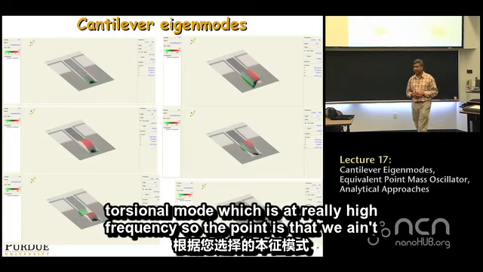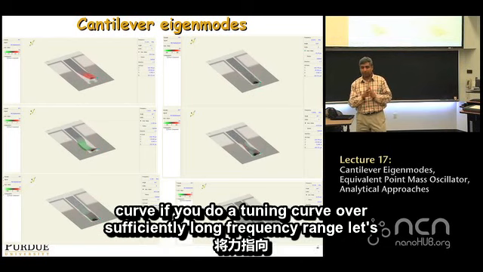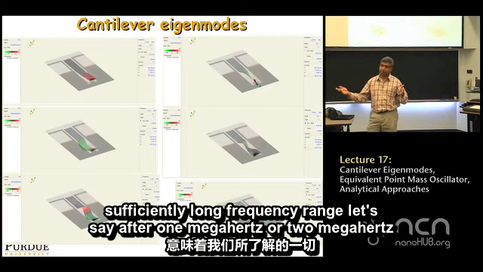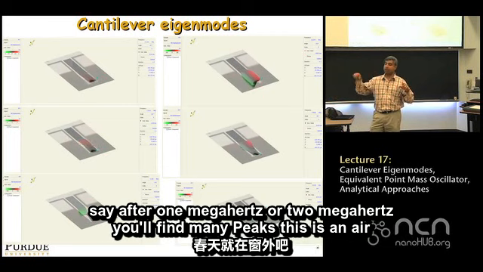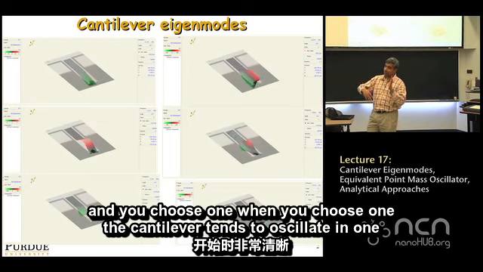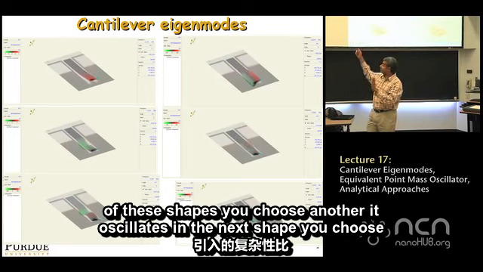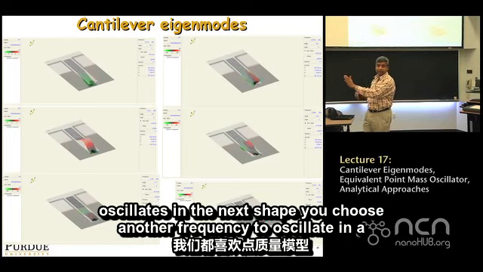So the point is that when you've got a cantilever and you do a tuning curve over sufficiently long frequency range, let's say up to 1 megahertz or 2 megahertz, you'll find many peaks. This is in air, and you choose one. When you choose one, the cantilever tends to oscillate in one of these shapes. You choose another, it oscillates in the next shape. You choose another frequency, it oscillates in a different shape, okay?